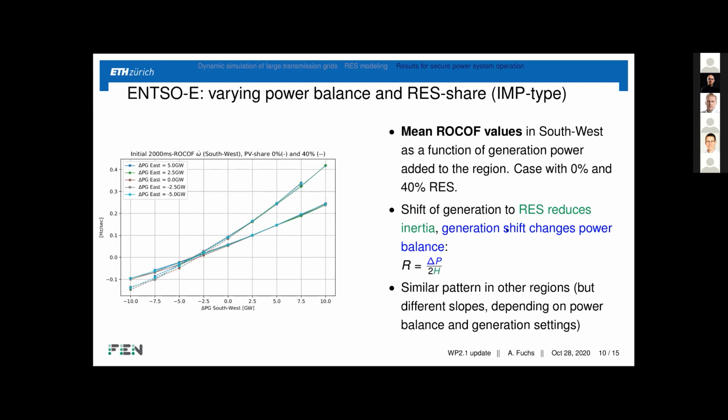So basically the generation shift increases the mismatch between power production and power demand in the area, so the delta P. And if I shift to renewables and go from 0 to 40, from this solid group of lines to this dashed group of lines up here, you decrease the inertia in the system and so also increase the Rocof. So it's 1 over the inertia. Similar patterns you see in the other regions, with different slope depending on the power balance and the converter generation settings in the region.